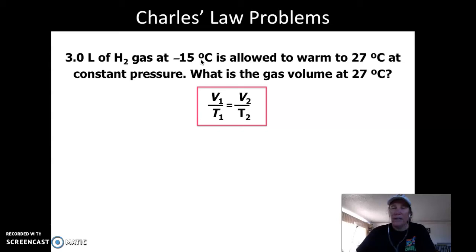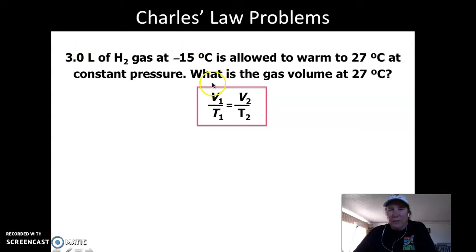258. Okay, so you've got to change the temperatures. It's at 273, and now we warm it up to 27. So again, we add, that would be 300. We have to change these temperatures to Kelvin. Now we're going to keep the pressure constant because we're not doing Boyle's law, we're doing Charles' law. Charles' law deals with temperature.